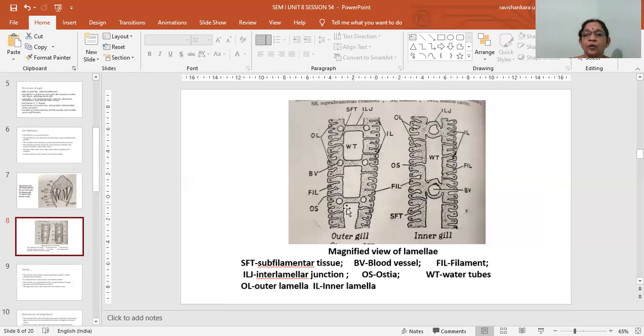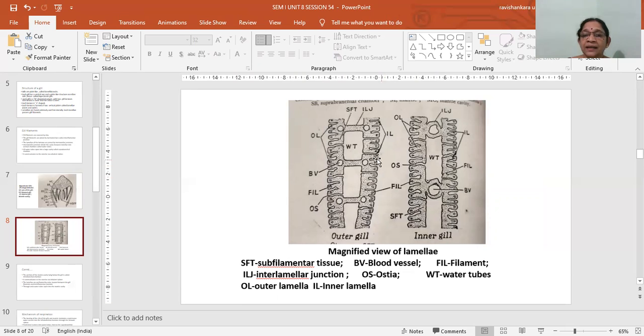So ostia open to the exterior into the mantle cavity, or the infra and suprabranchial cavity, which is directed to the inhalant and exhalant siphons. So each of these gill lamellae has ostia, water tube, interlamellar junction, and the folds of skin having the cilia, which continuously beat and produce water current.